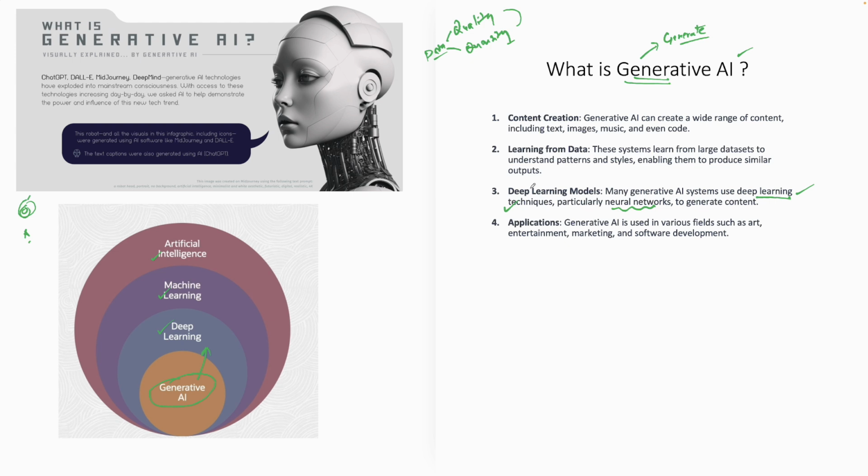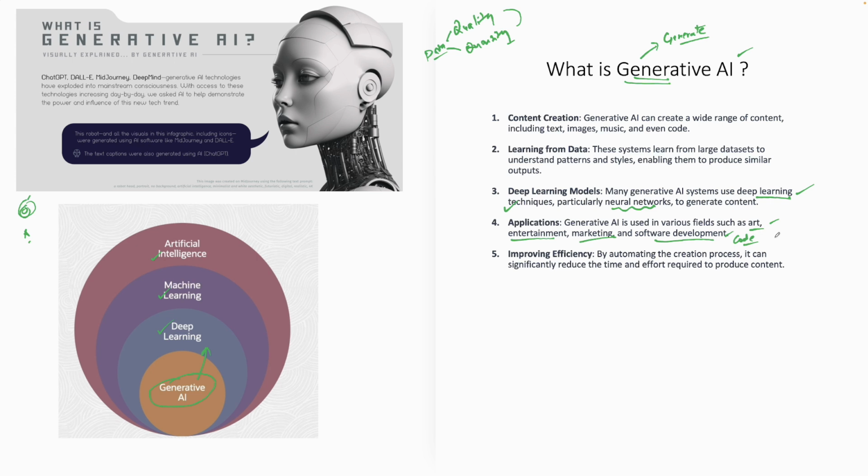Now you might ask, what are the applications? It's pretty simple. It's being used in various fields, like art, where you can create a new image. In entertainment, you can create videos. In marketing, you can create nice marketing slides. In software development, as I said, you can even write code through generative AI. And we are improving efficiency. Data scientists are continuously working on it. By automating the creation process, it can significantly reduce the time and effort required to produce content.